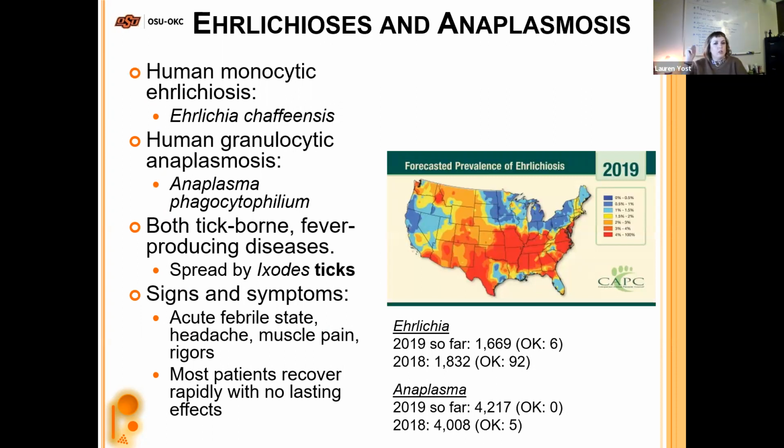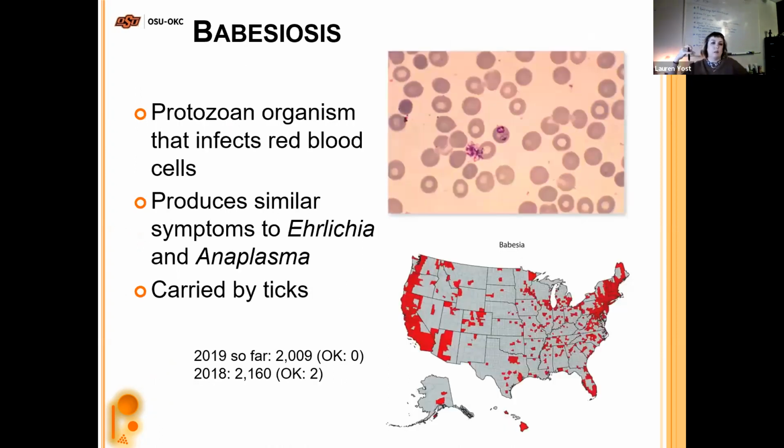Next is ehrlichiosis and anaplasmosis. Human monocytic ehrlichiosis is caused by Ehrlichia chaffeensis, and human granulocytic anaplasmosis is caused by Anaplasma phagocytophilum. These are tick-borne diseases, spread by ixodid ticks, which are hard ticks. Signs and symptoms include an acute febrile state, headache, muscle pain, and rigors, and patients recover rapidly, typically with no lasting effects. So it's not as bad as some of these other ones that we've seen.